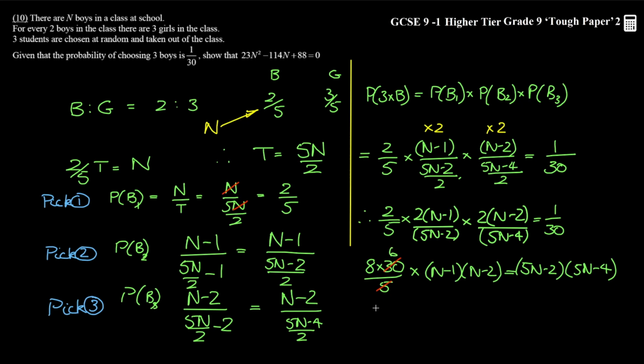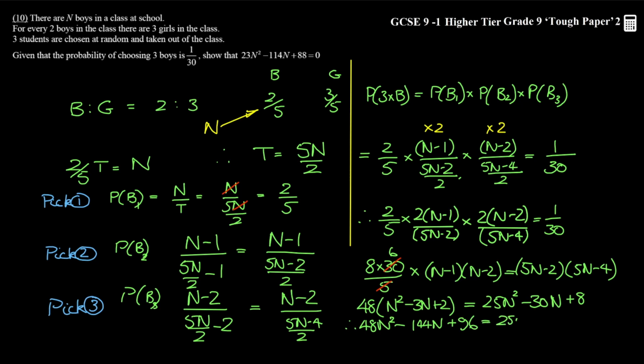So I get 48. Multiplying these 2 brackets, I get n squared minus 3n plus 2 is equal to 25n squared, 10 here and 20 there, minus 30n plus, negatives go, plus 8. So therefore, with room running out, we get 48n squared minus 144n plus 96 is equal to 25n squared minus 30n plus 8.